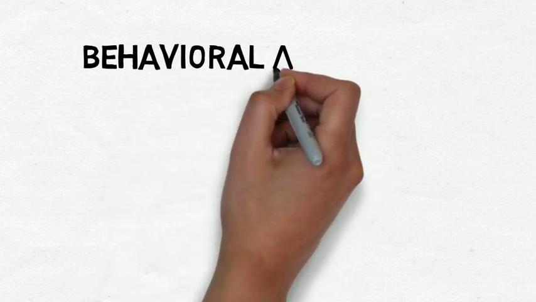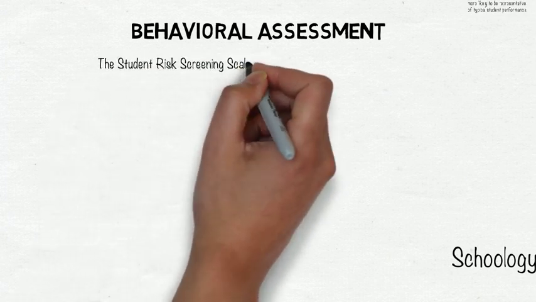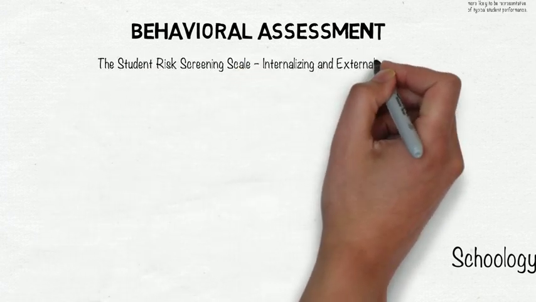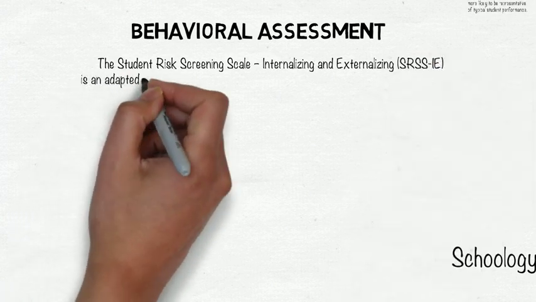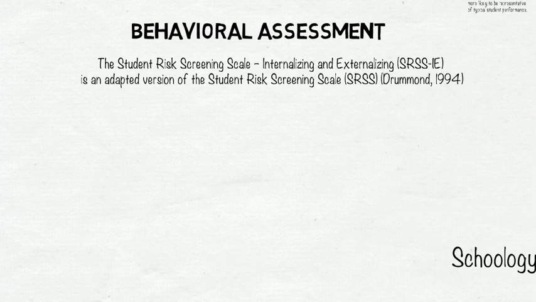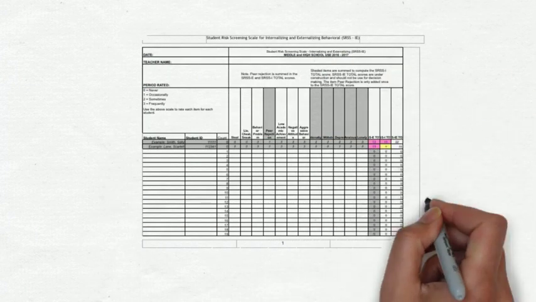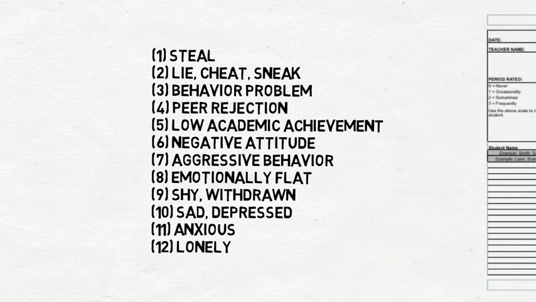On that note, it's important to remember that looking just at academic variables alone is not enough for us to differentiate between those high-risk students and moderate-risk students. So this is where behavioral assessment comes into play. The Student Risk Screening Scale, Internalizing and Externalizing, is an adaptation of the original SRSS created by Drummond in 1994. The scale was originally developed to detect students at risk of antisocial behavior.